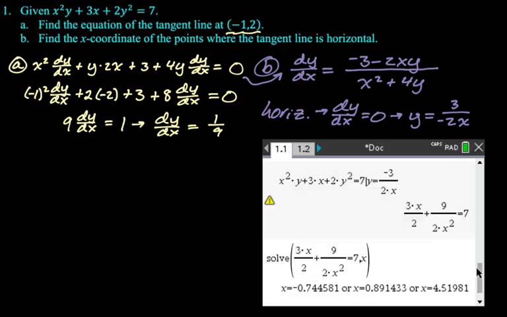So I went to the calculator and I took x squared y plus 3x plus 2y squared equals 7, and I substituted y equals -3 over 2x. That gave me something with 3x over 2 plus 9 over 2x squared equals 7, which I definitely didn't want to mess with, so then I just asked the calculator to solve it. And the calculator gave me those 3 values. So those 3 values are our answers. So x is approximately -0.745, 0.891, and 520 because of that annoying rounding type of deal.